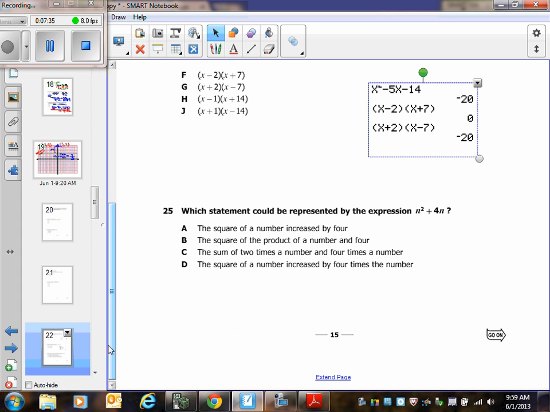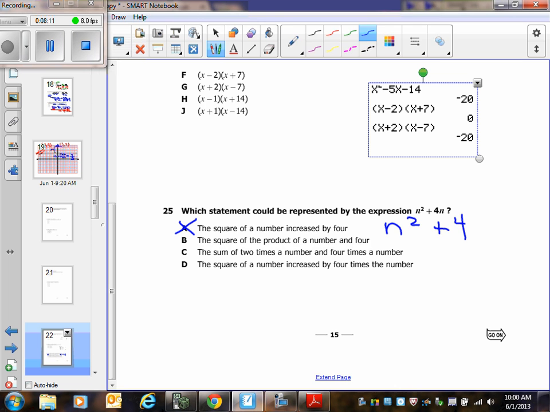Now, let's look at question 25. Which statement could be represented by the expression n squared plus 4n? So we actually have to go through and read all of these choices. One way I prefer to do it is I want to translate choice A through choice D. So choice A: the square of a number increased by 4. So it's not choice A because it needs to be increased by 4n.